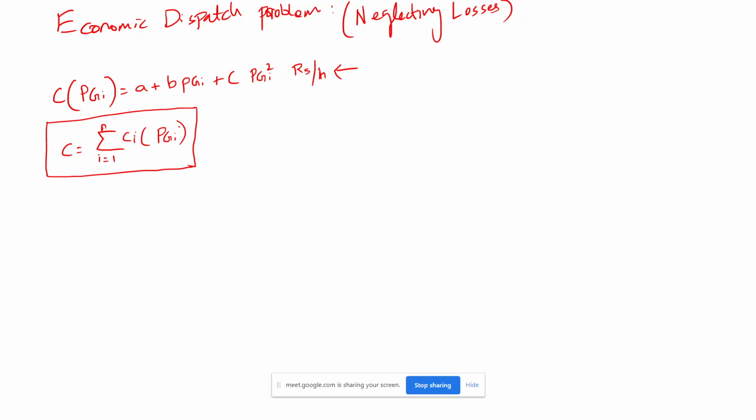And then how should this cost be? Our economic dispatch problem aims to minimize this cost. So what is the objective function? The objective function is what you want to do to this cost. I want to make this cost minimum.